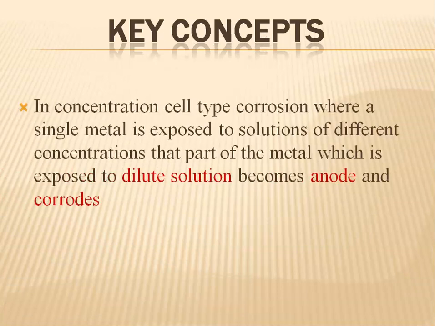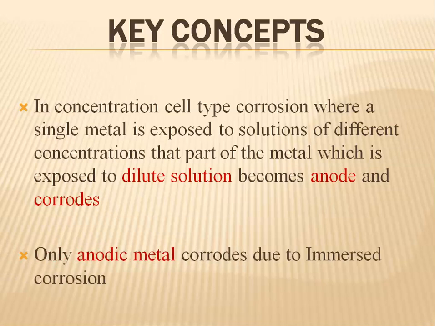Let us revise the concepts again. In concentration cell type corrosion, where a single metal is exposed to solutions of different concentrations, that part of the metal which is exposed to dilute solution becomes anode and corrodes. Only anodic metal corrodes due to immerse corrosion.